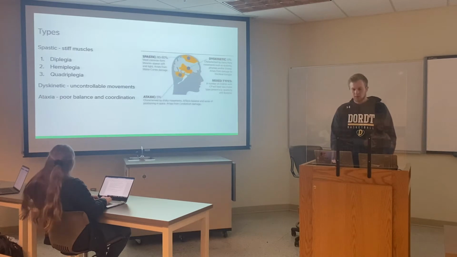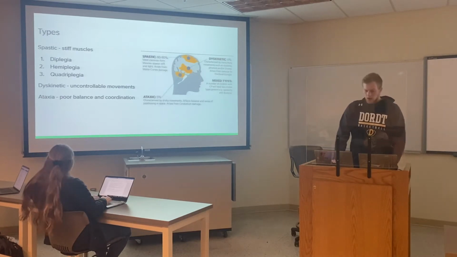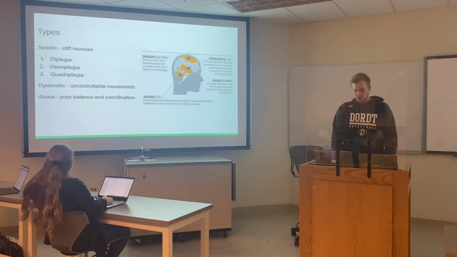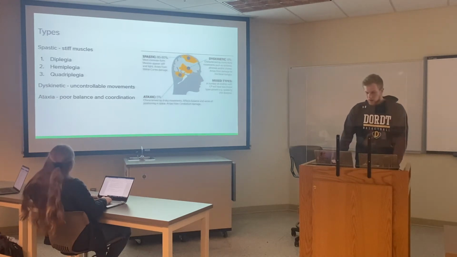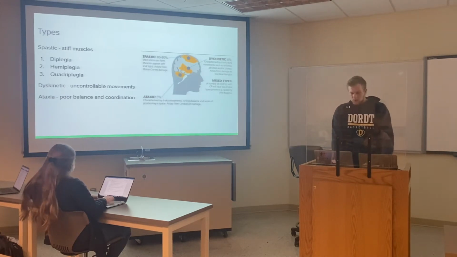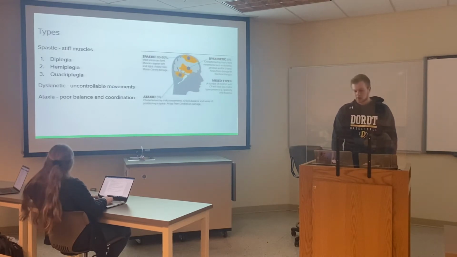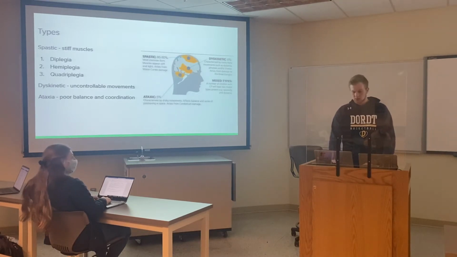And then the third type of spastic CP is known as quadriplegia, and this is muscle stiffness over the entire body. Intellectual disability and seizures can also be common with this type of cerebral palsy, and this is also where you will usually find visual, hearing, and speech issues.